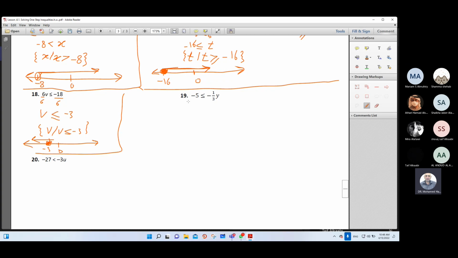Now I want from all to try to solve number 19, please. Then tell me what is the solution of this inequality. Start, please.